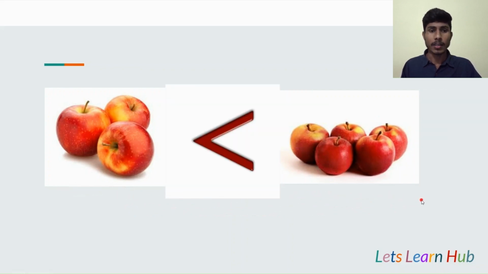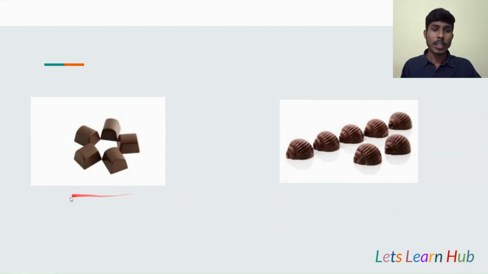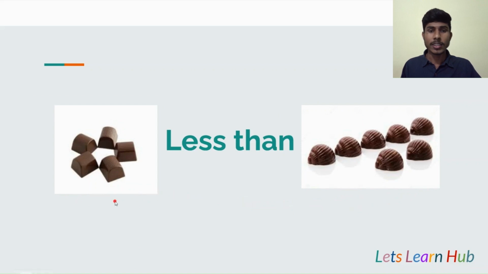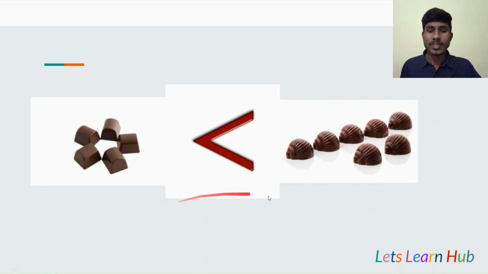Okay, and suppose you have 5 chocolates on your left side and 7 chocolates on your right side. That means 5 chocolates is less than 7 chocolates, right? Okay, 5 chocolates is less than 7 chocolates, and we represent the same mathematically as 5 chocolates less than 7 chocolates. Okay, this is less than. This is what less than represents. That means we have less on the left side, more on the right side. Okay, that is what the less than symbol represents.